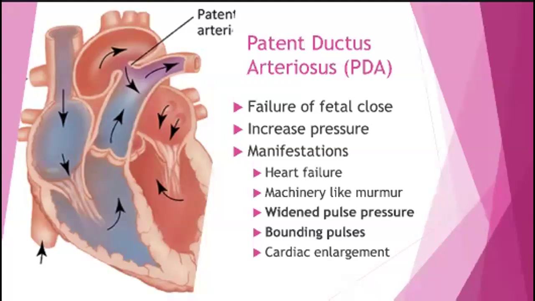Moderate to large PDA is going to have a characteristic murmur of a continuous machinery noise, like a washing machine. They're going to have tachypnea, dyspnea, retractions, frequent respiratory infections, poor feeding, diaphoresis with feedings, poor weight gain, failure to thrive, signs of congestive heart failure, widened pulse pressures, bounding pulses. Complications: pulmonary hypertension from the extra blood flow, heart failure, and then also a risk for endocarditis.